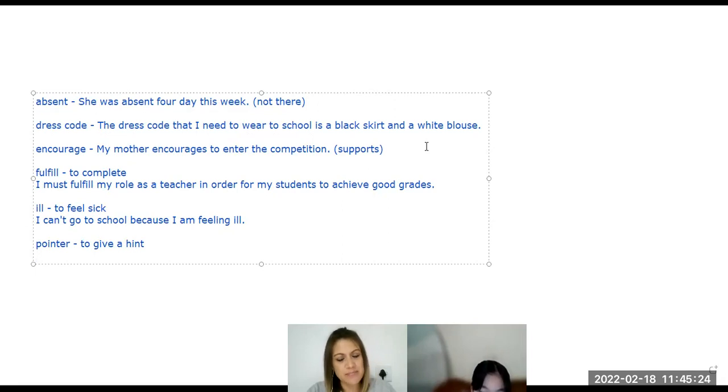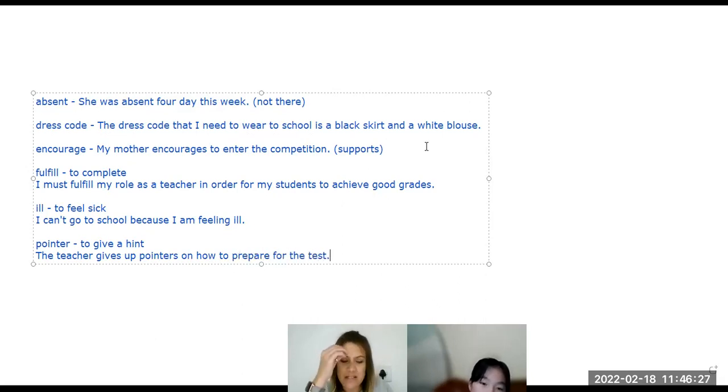Okay, can you make a sentence with that? When I want to remember some note, and I can ponder it. No, give a hint. So the teacher gives us pointers. That means for the exam. So then you know what to learn for the exam. That's a pointer. The teacher gives us pointers on how to prepare for the test. She gives us hints.